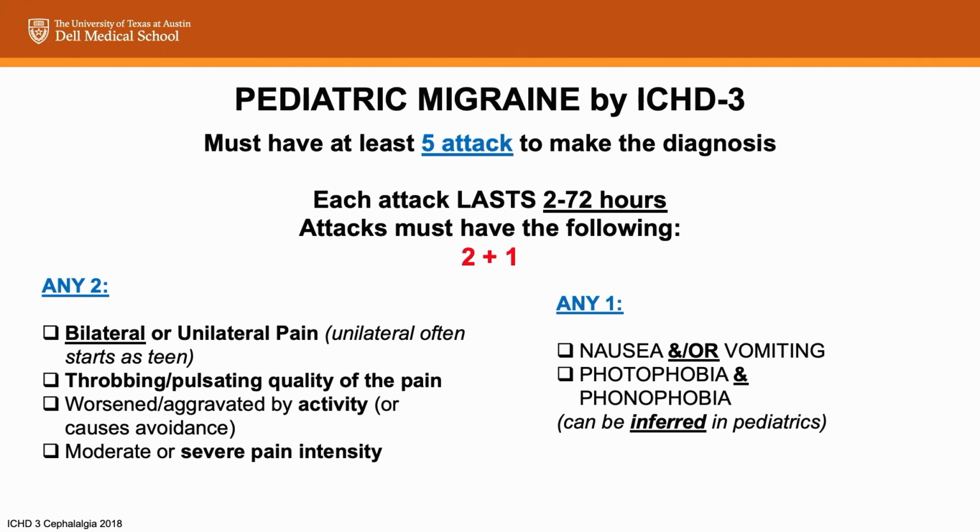There's also many other associated features. So they have to either have nausea and/or vomiting, or photophobia and phonophobia. I'm going to highlight some changes here between pediatric migraine diagnosis and adult migraine diagnosis. Migraines tend to be short lasting, anywhere between 2 and 72 hours. In the adult population, it's 4 hours. So they tend to be a little bit shorter in the pediatric population.